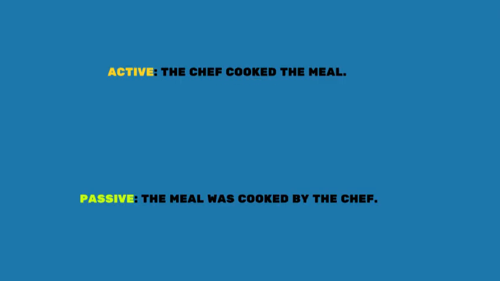So to make the passive voice, we say the meal, now that we've brought the object to the front, then we add a form of the verb be, in this case was. We add a past tense form, cooked, indicated by the ed, and then we add by, and we add the person who did it, by the chef. So this is how we form the passive voice.